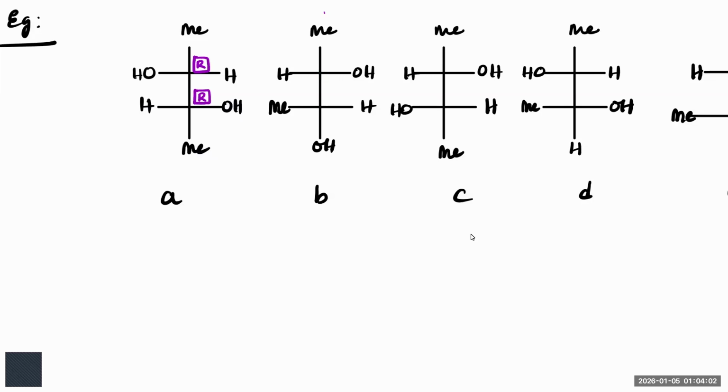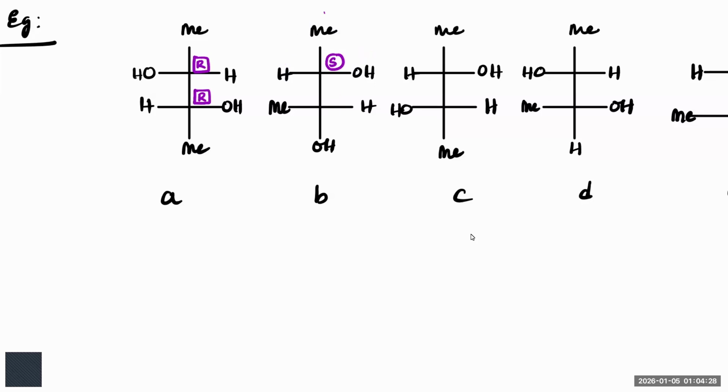So with respect to this chiral center, OH will be 1, this will be 2, this will be 3, this will be 4. In that case, you can see 1, 2, 3 is moving in clockwise direction. Clockwise direction makes it S.